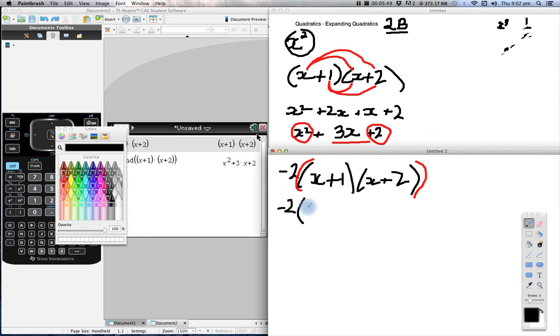So this bit becomes our x squared plus 3x plus 2. Now we need to multiply this minus 2 by everything in the brackets. So remember, you multiply everything by everything. Okay, so we get minus 2x squared minus 6x minus 4 for that example there. So we did the exact same thing to everything in the brackets, we expanded it, and then we multiplied everything by our negative 2 factor.